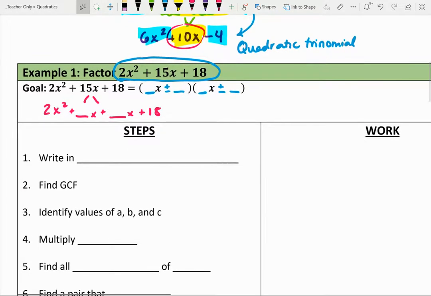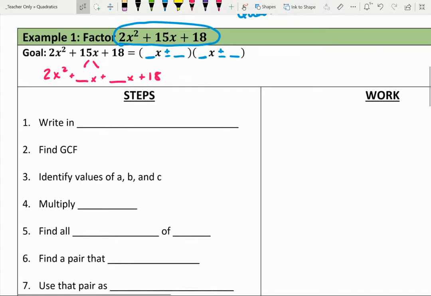Now, we've got quite a few steps here, and the long story short is it takes practice. It takes a lot of practice to factor even a little bit well. So that's what we're doing, we are practicing. We're going to make mistakes, and then we fix our mistakes and we get better.